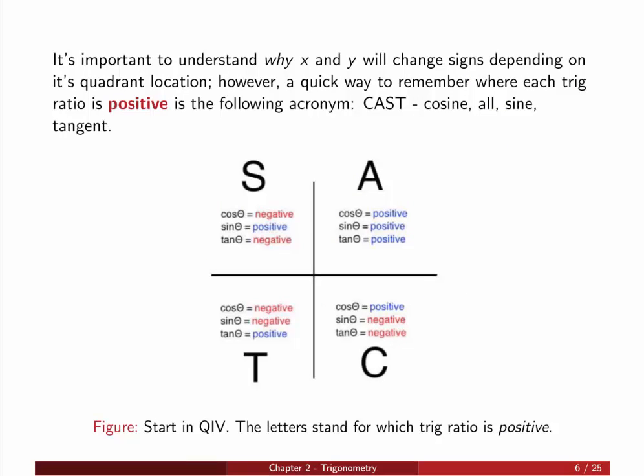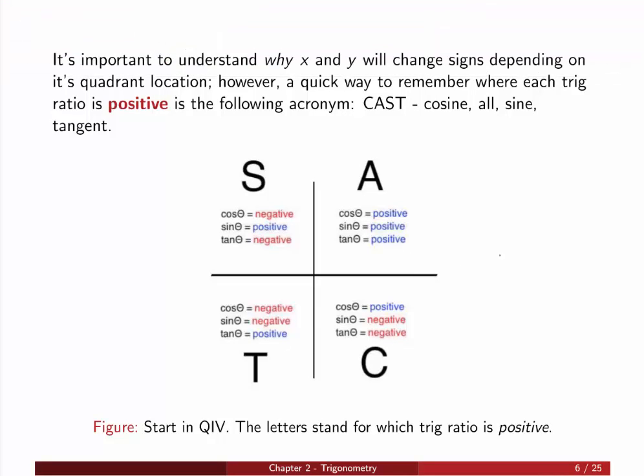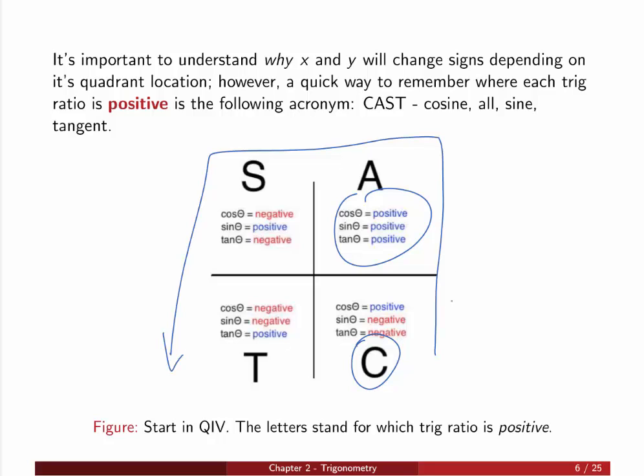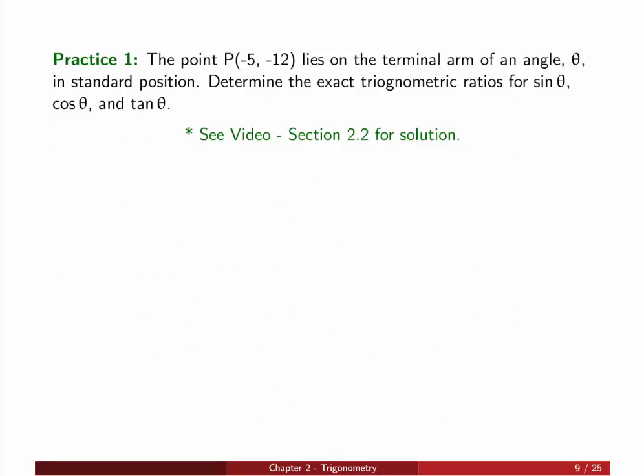So let us continue on. This is summarized by something called the CAST rule, the CAST principle. This is just an acronym to remember this. You start over here: C for cosine is positive. All are positive here, sine is positive over here, and tangent is positive in quadrant 3. You start like that and work yourself counterclockwise.